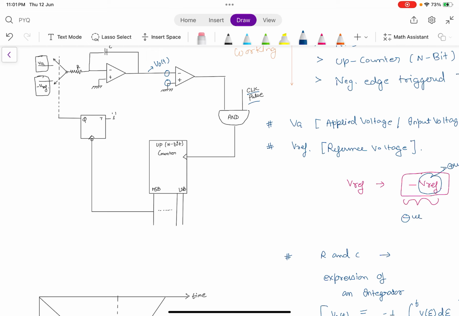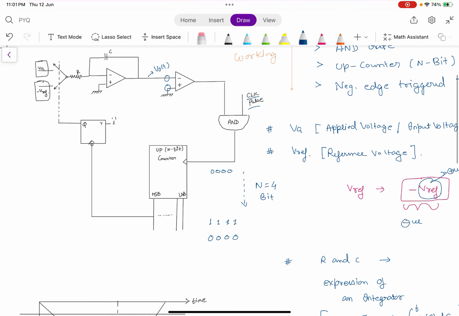As soon as the counter gets the clock pulse, it counts from 0 0 0 up to, let's say, 1 1 1 1. Assuming that it is an n equals 4 bit counter, the values go from 0 0 0 0 up to 1 1 1 1. Then again it starts from 0 0 0 0. That's the working of an up counter.